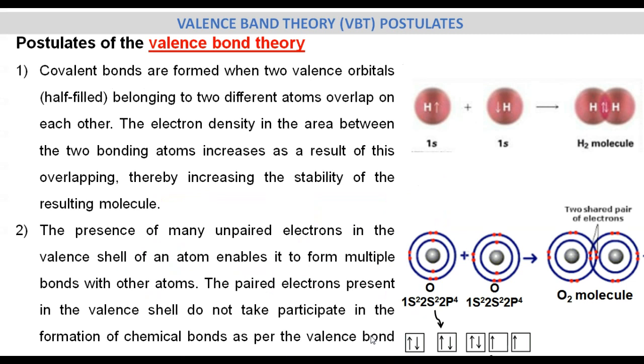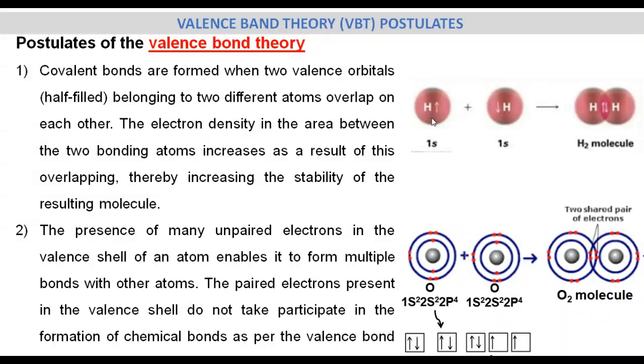Well, what are the postulates of the valence bond theory? The first postulate is that covalent bonds are formed when two valence orbitals belonging to two different atoms overlap on each other. The atomic orbitals overlap and form the bond, and those bonds are covalent bonds. The electron density in the area between the two bonding atoms increases as a result of this overlapping, thereby increasing the stability of the resulting molecule.